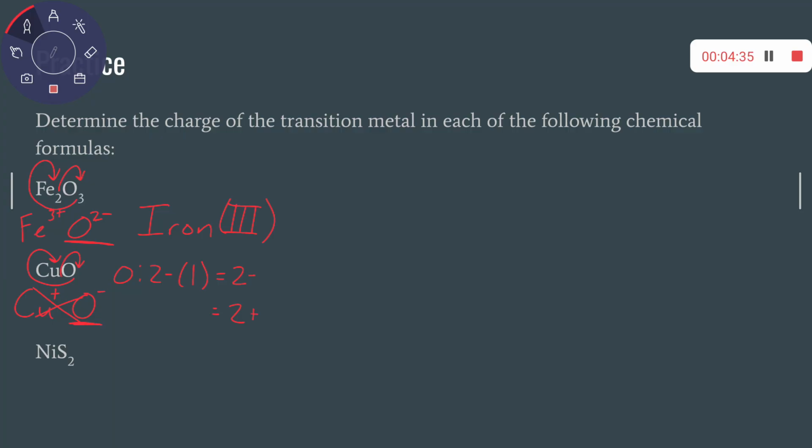And so what that means is that with my copper, whatever charge it has, which is unknown, when I multiply it by the number of ions in the compound that I have, which I know is 1, it has to equal 2+. From here, it's a simple algebra problem. 1x equals +2. I divide both sides by 1, and I get that x equals positive 2, or 2+. So then this is a copper 2 ion.